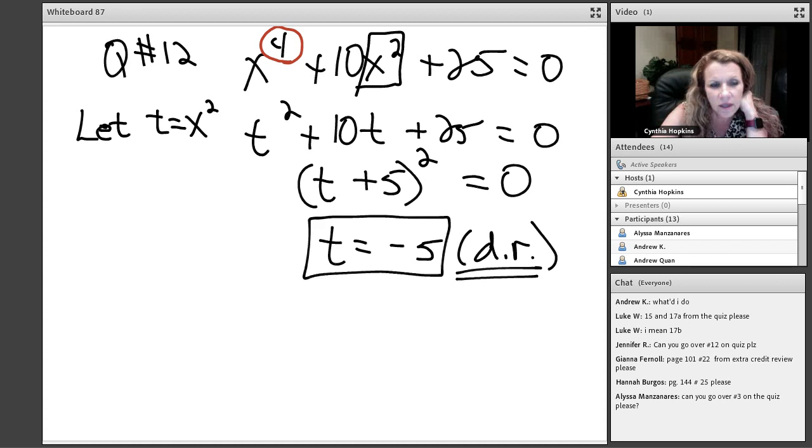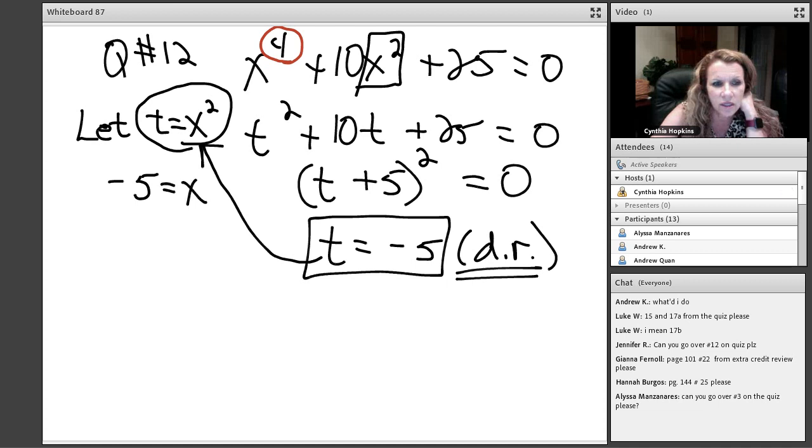That's a double root. And now I'm going to take this t equals -5 and go over here where I wrote let t equal x squared, and I'm going to plug in my -5 into that equation and set it equal to x squared. Okay, so here's where I got a little angry at you guys. I am taking the square root of both sides of a quadratic equation. Do you agree that x squared means this is quadratic? I don't know how many times I said this to you guys.